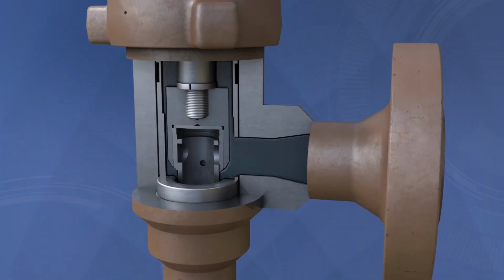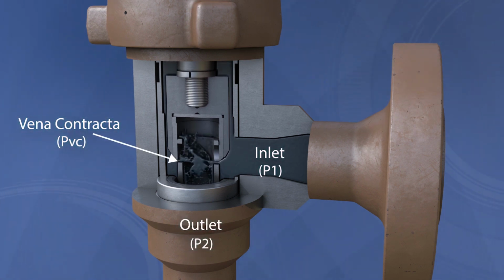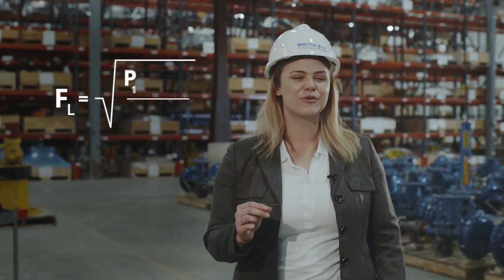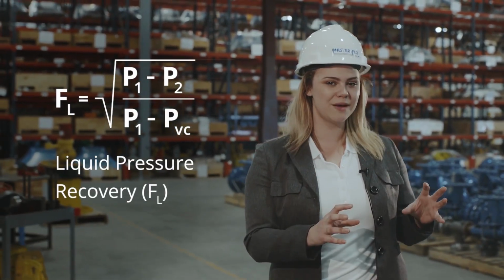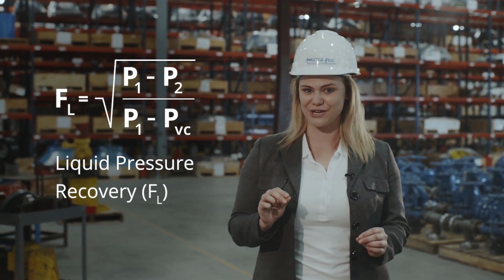In production, only inlet and outlet pressure values are measured. However, inside the valve at the throttling point, the pressure is much lower. This is designated as the vena contracta pressure. That brings us to another important factor of the choke valve selection process, the liquid pressure recovery. This is the ratio between the pressure drops and the difference between the upstream and the vena contracta pressures.